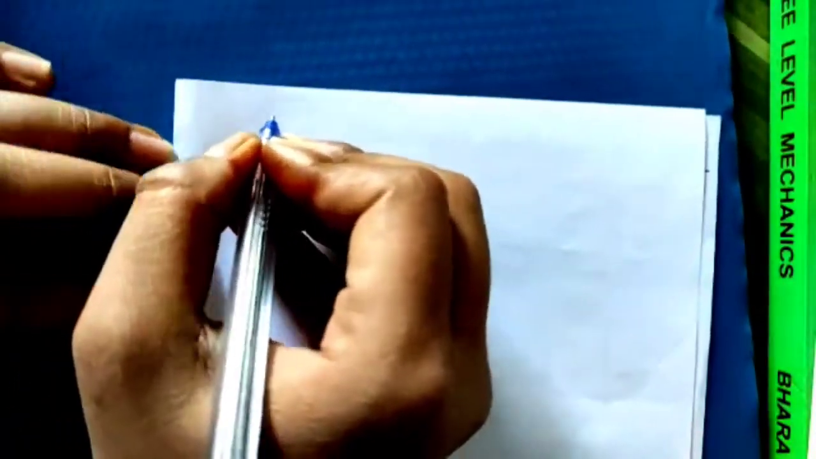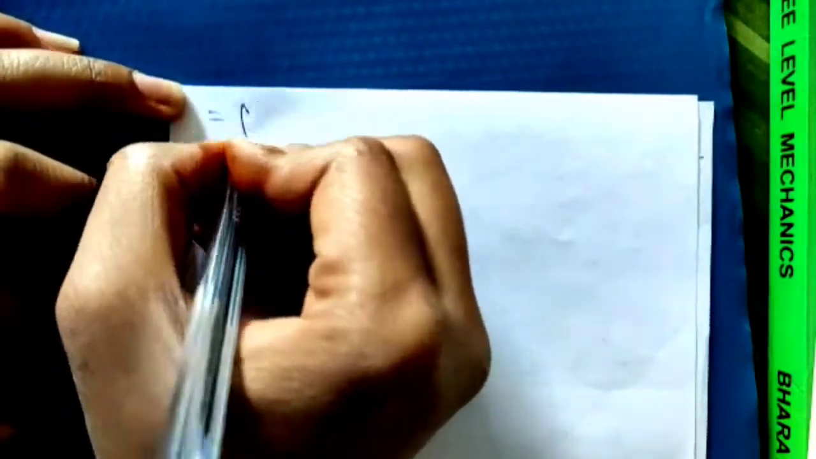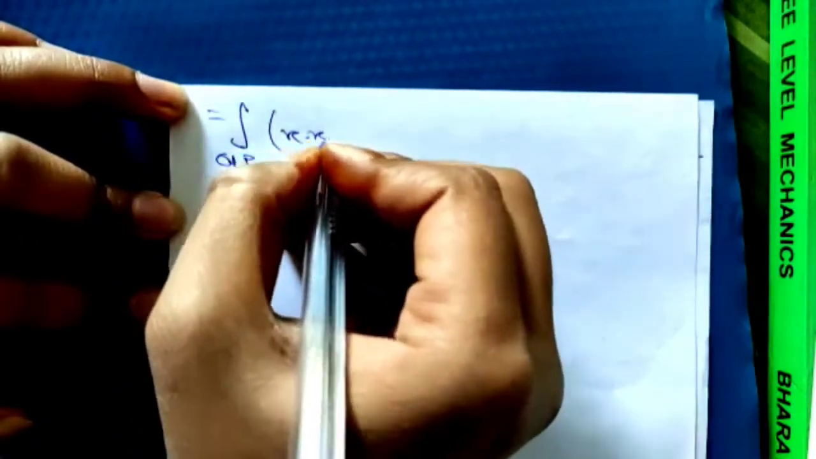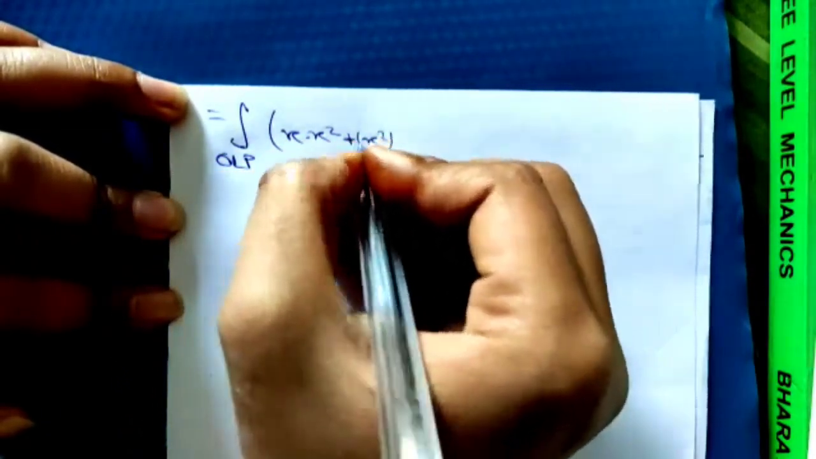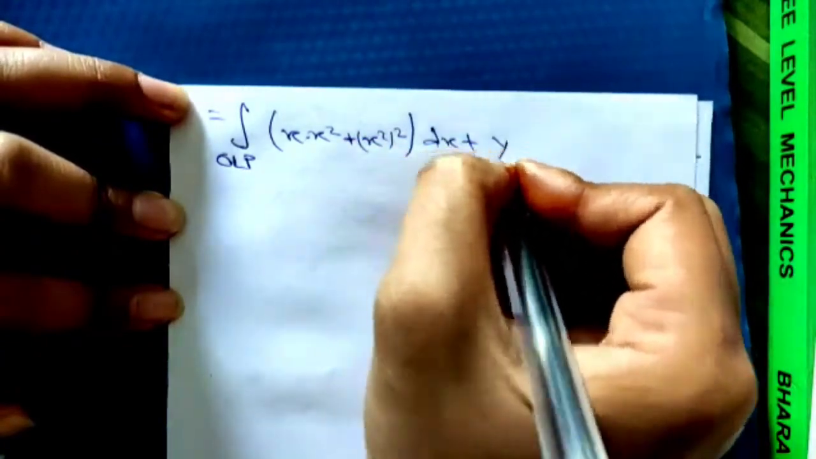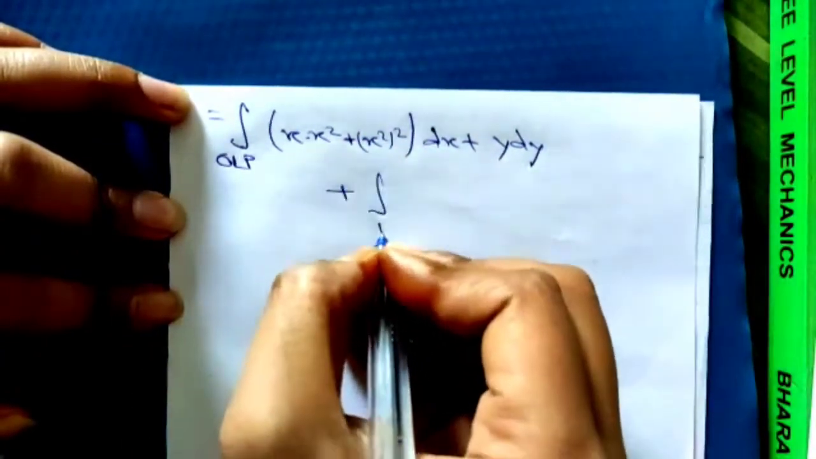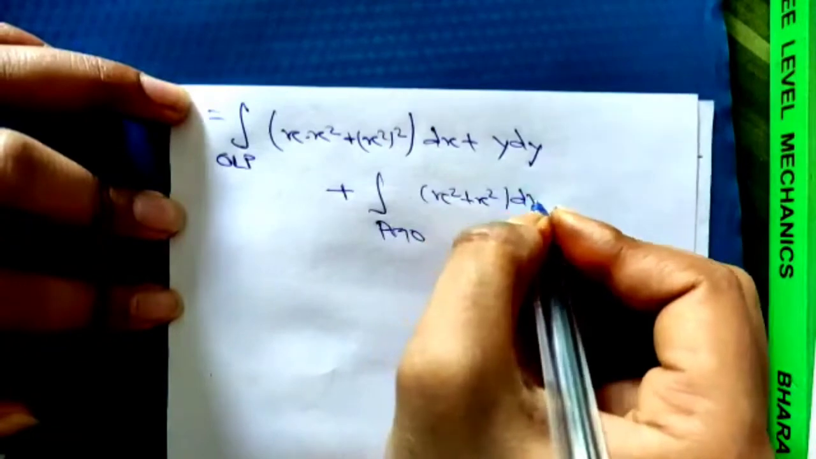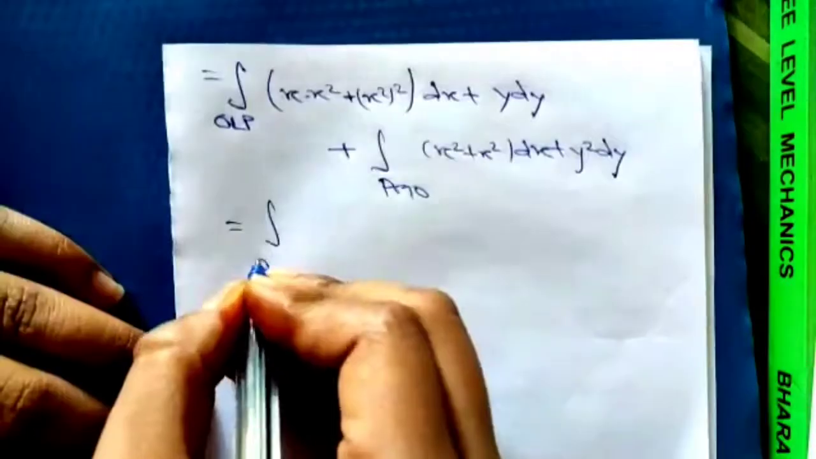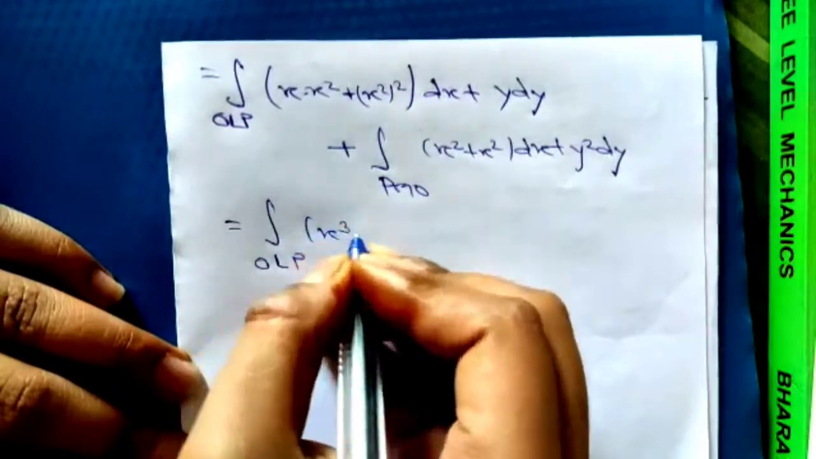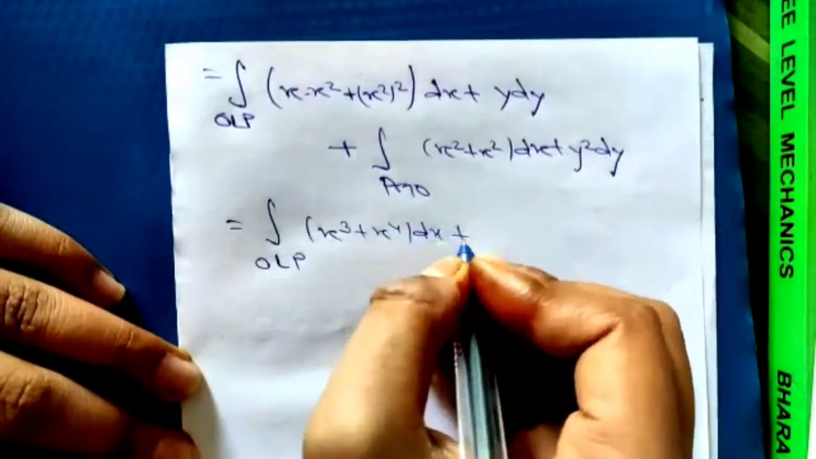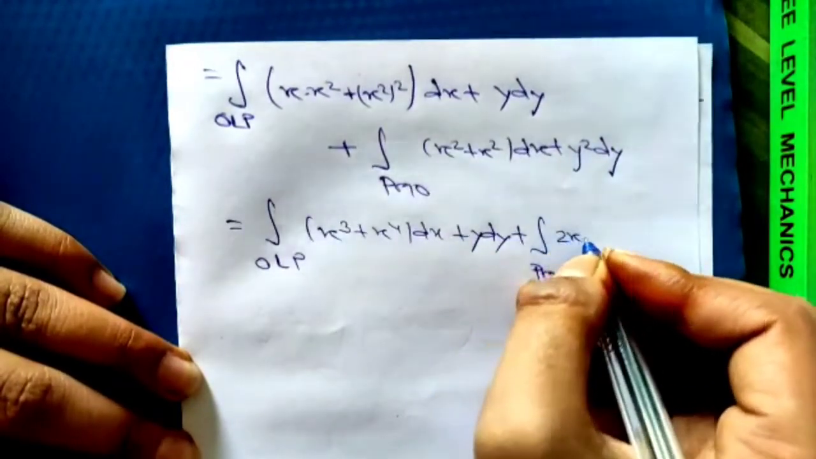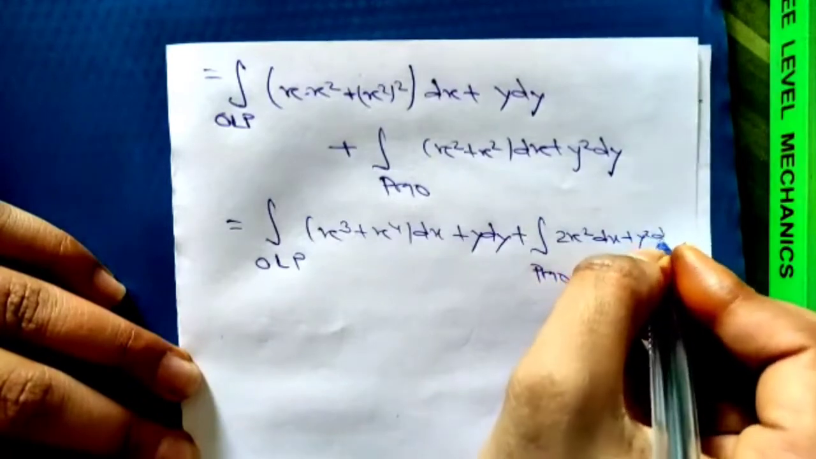So we get integration over OLP, with y equals x square, of x square plus y square dx plus y dy, plus integration over PMO of x square dx plus y square dy. Solve it. For OLP, this will become x cube plus x to the power 4 dx plus y dy. For PMO, this is 2x square dx plus y square dy.